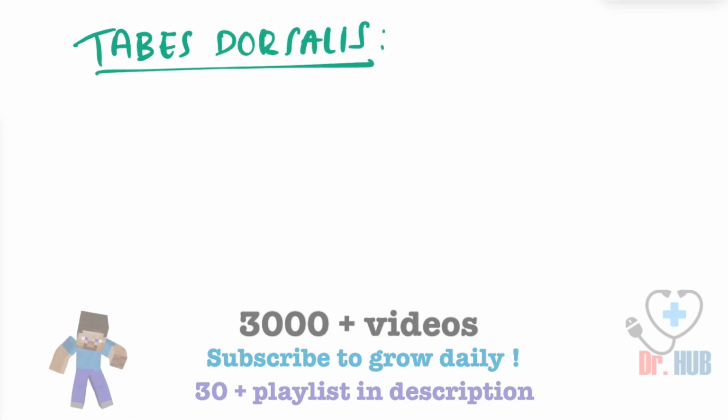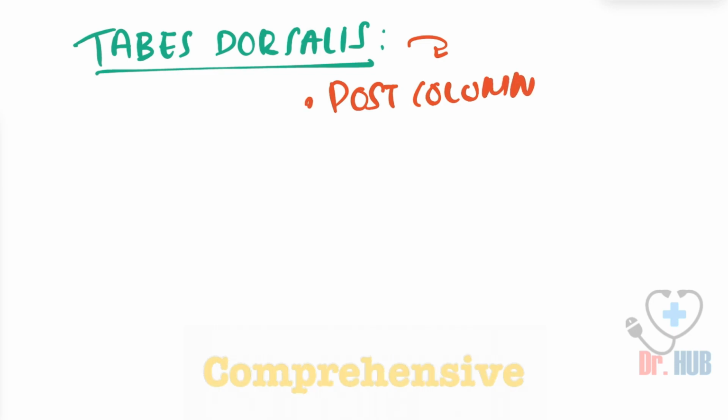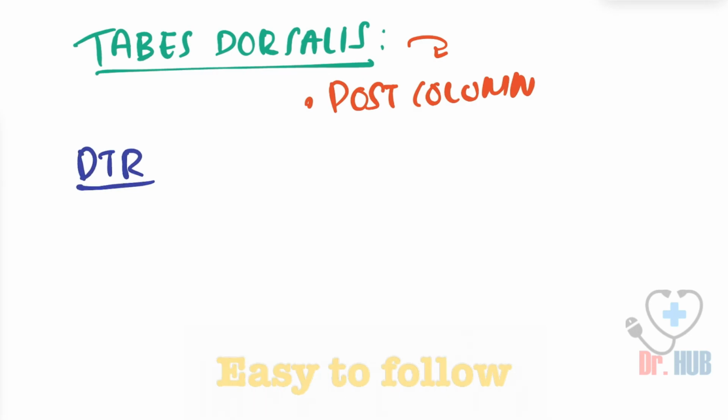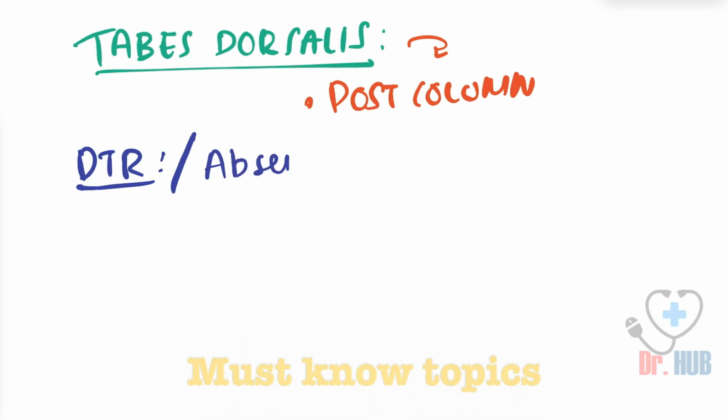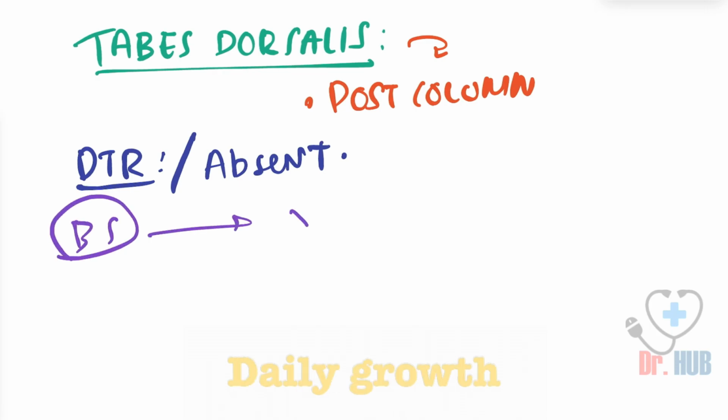So in terms of the tabes dorsalis, what is the tract involved? The tract involved here is the posterior column. The posterior column is involved in case of the tabes dorsalis. And the deep tendon reflex, DTR? The deep tendon reflex here is absent. And then what about the Babinski sign? The Babinski sign is also not present, that is, it is absent.